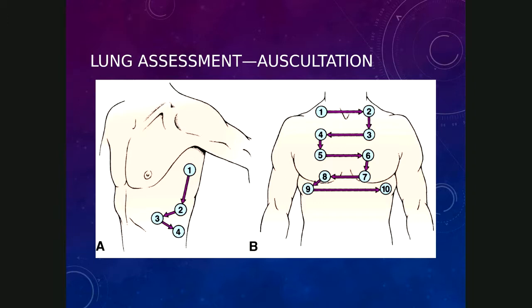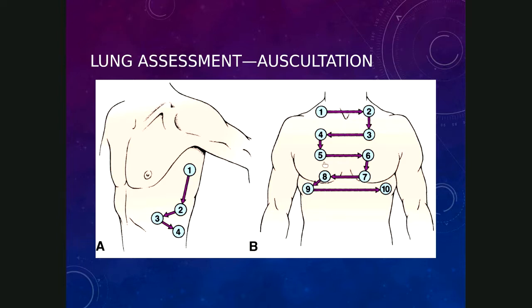You can listen and you can hear where someone has pneumonia. You can hear where they might have a collapsed lung. You can hear where they have diminished lung sounds because the lungs aren't working properly in certain areas due to COPD. So this right here, this is your anterior view. So you'll start at the top and work your way down.